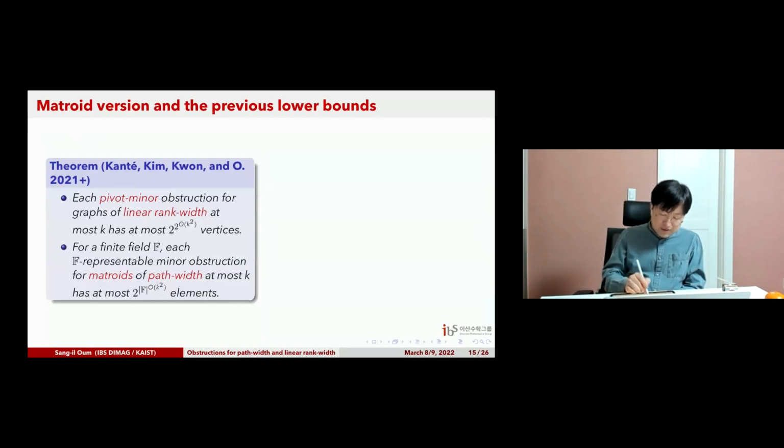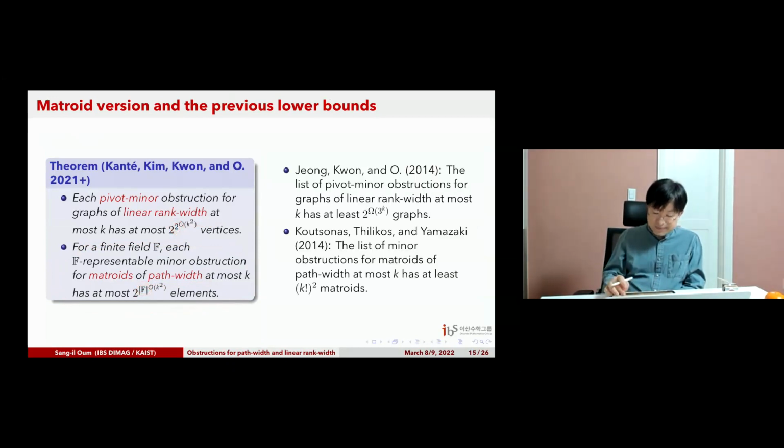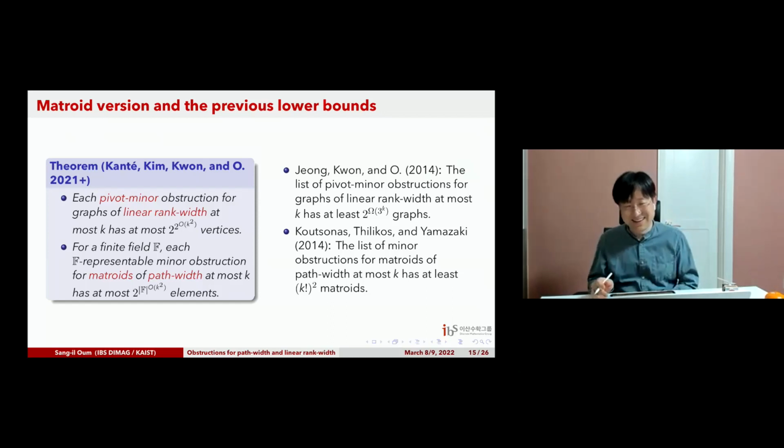Now, let's look at the Matroid version. So we have an analogous Matroid version. Instead of linear rank width, we have path width. And instead of these two, we have the size of field. And they were results that are not really a lower bound, but it's something.